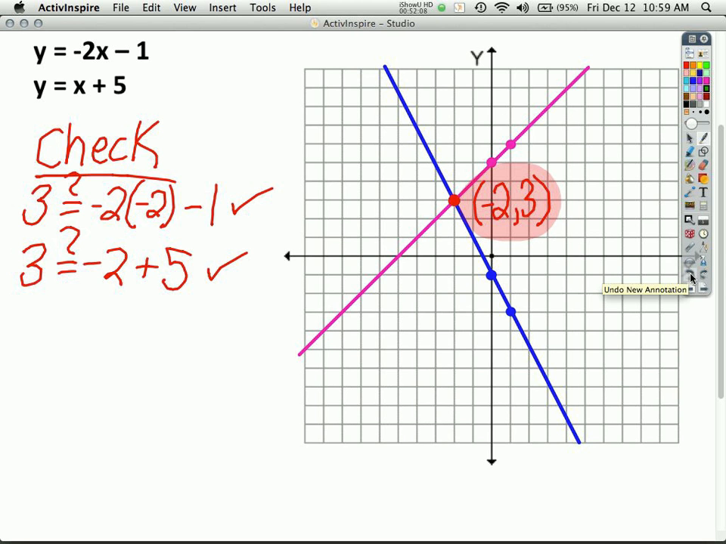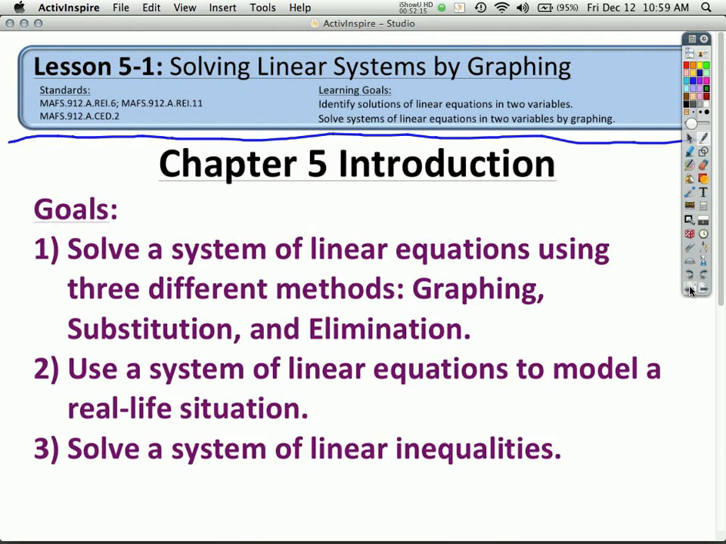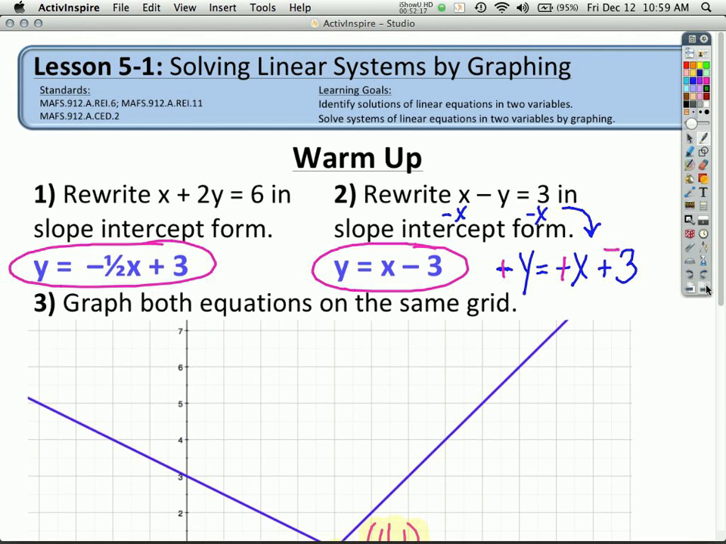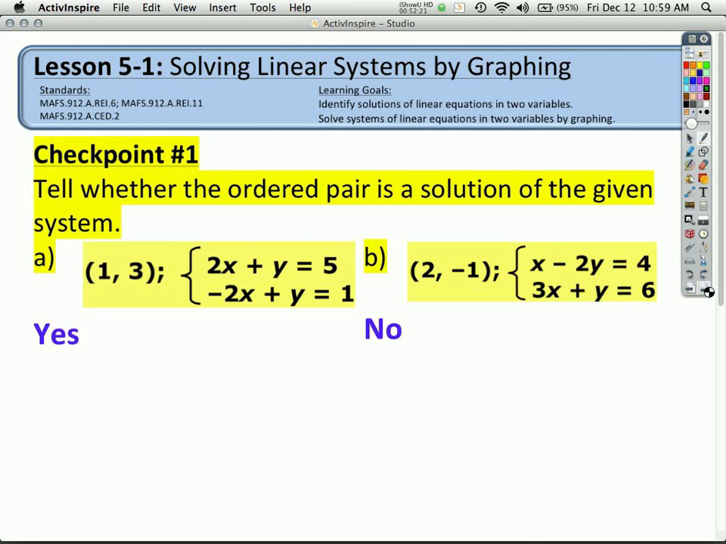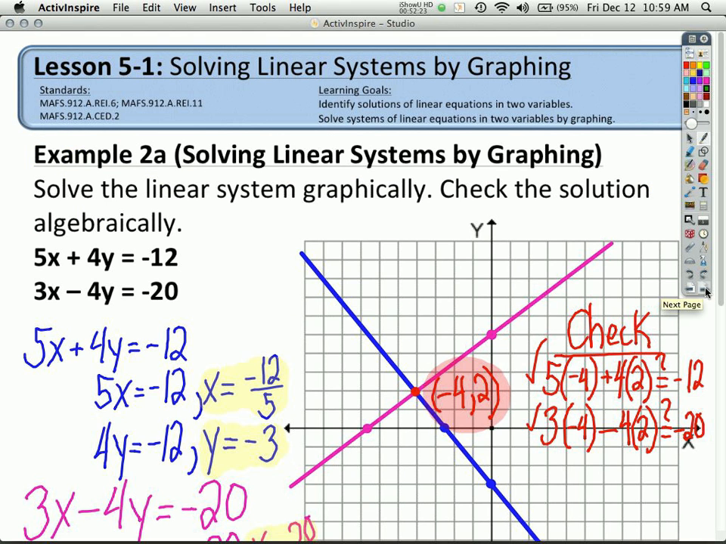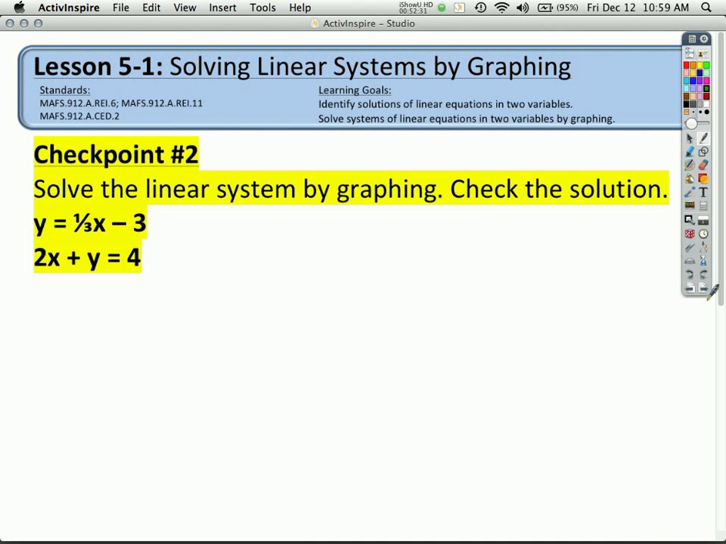Any comments, questions on what we've done here? So you've actually done it 3 times already. You did it once during the warm-up. You practiced checking solutions. You did a difficult one because the graphing was more challenging. You did a slightly easier one because the graphing was a little bit easier. Now do one on your own.